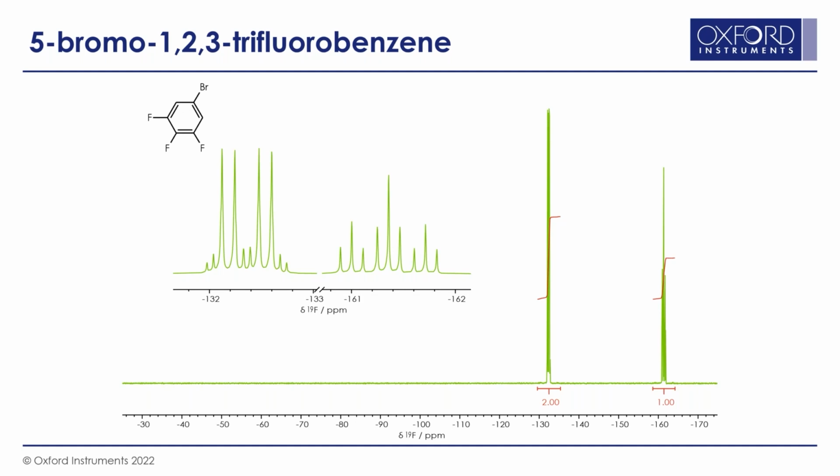While the multiplet arising from the meta fluorines is complicated, the signal arising from the para fluorine is clearly recognizable as a triplet of triplets, with the larger 20 Hz J coupling arising from a 3-bond coupling to the adjacent fluorine atoms, and the smaller 6 Hz coupling from a 4-bond coupling to the ortho protons.